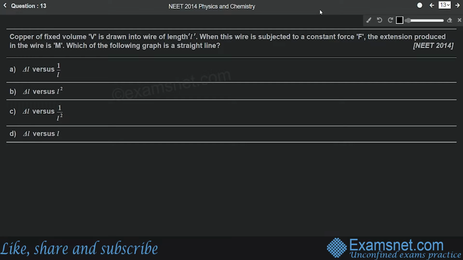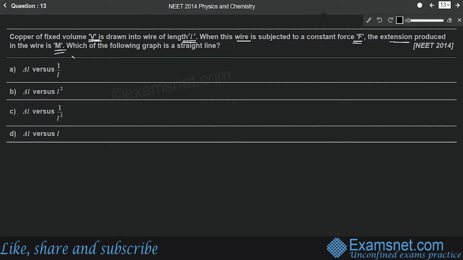Question number 13 is from the chapter Mechanical Properties of Solids, and the question is, copper of fixed volume V is drawn into wire of length L. When this wire is subjected to a constant force F, then the extension produced in the wire is ΔL. Which of the following graph is a straight line?